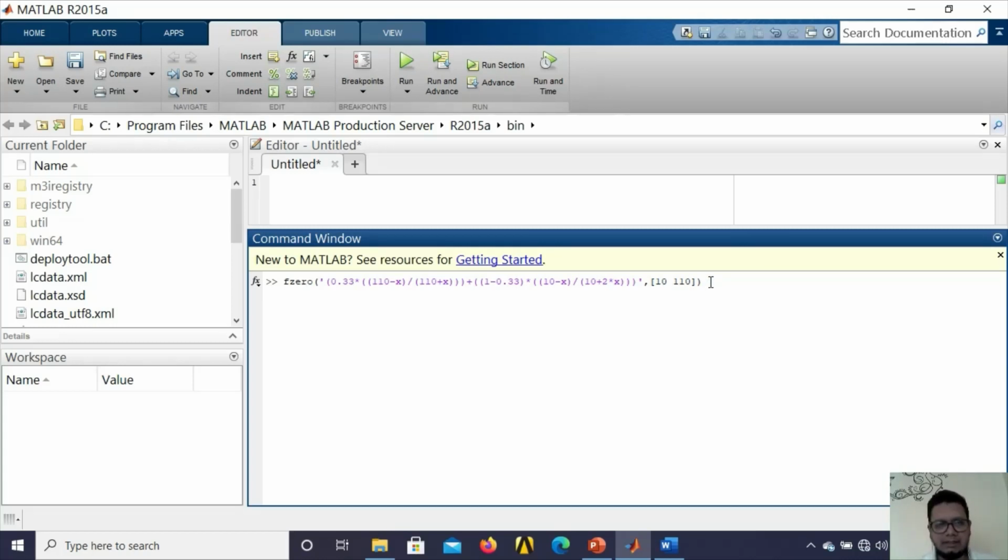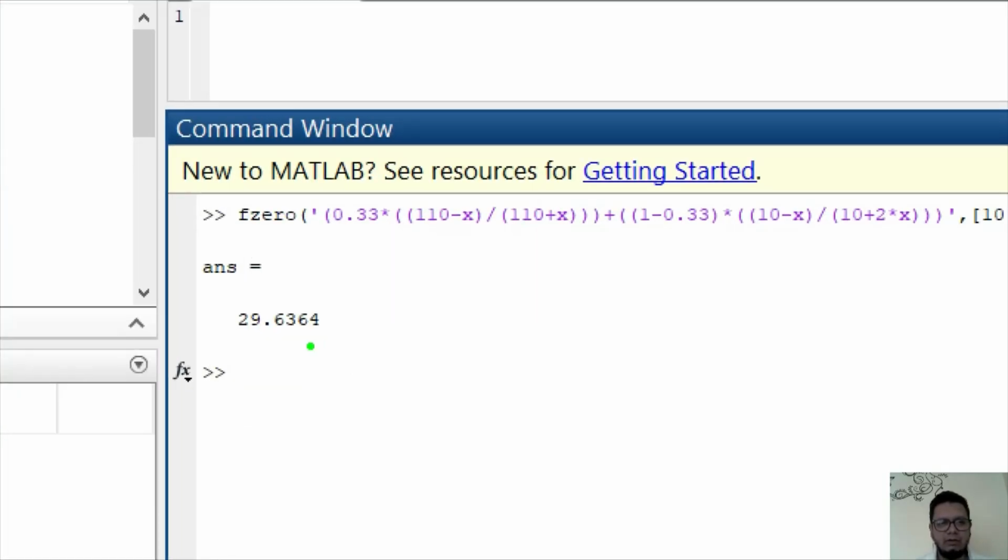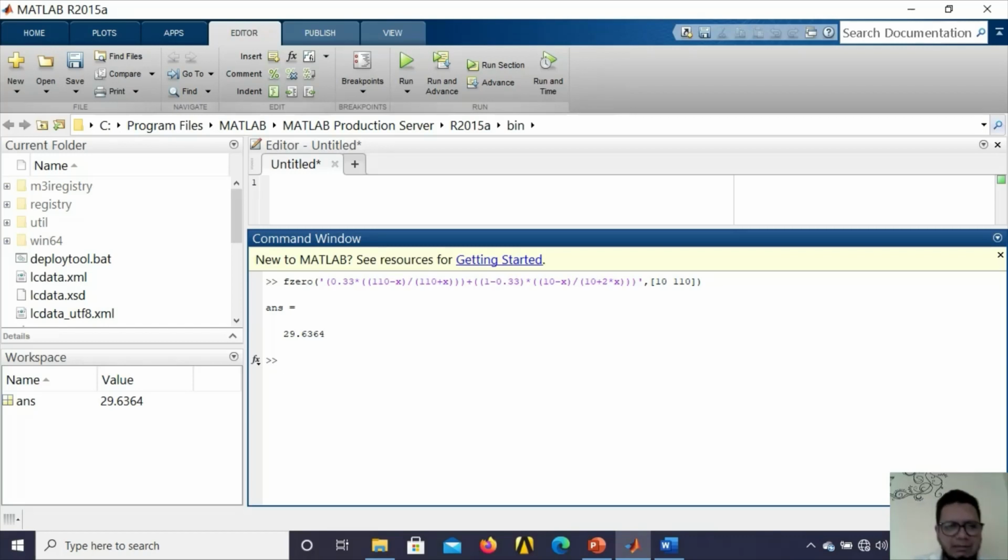When I press enter, I get 29.6364 watt per meter Kelvin. So the water thermal conductivity has increased from 10 to 29.6364. MATLAB is a very important application which every engineer should have on his laptop. Whenever you come across these equations, it will be very easy for you to find the roots and analyze your problems.